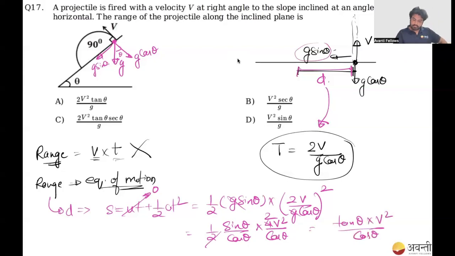So what will be the answer? The 2 is also there, right? So what will be the answer? It will be 2 tan theta v square upon cos theta, which is not there in the options also. But I can see this looks a bit similar. Just cos theta they have written as sec theta, right? So option C is the correct answer. Okay, so let's move to the next question.